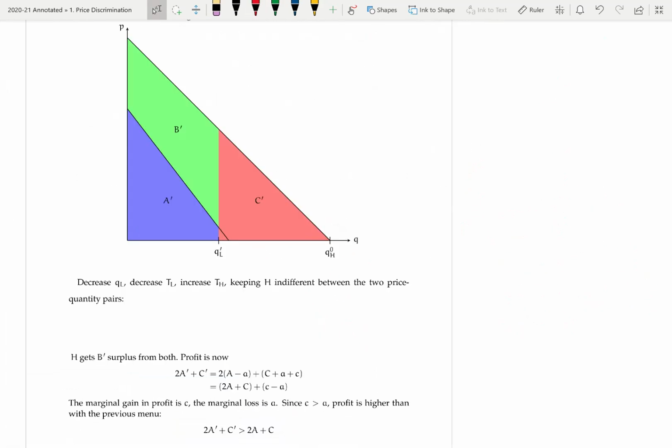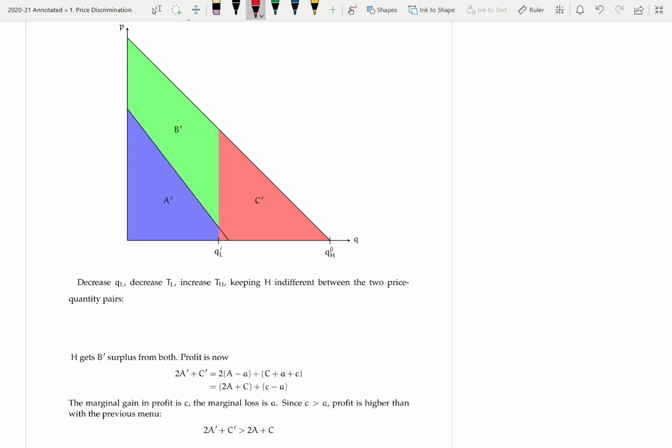Now, is that the best the monopolist can do? Well, no, it can actually do better. And to do better, it has to change the quantities and adjust the prices. So let's think about which quantity it should change. Well, it should change the quantity in the pair meant for L, because then that will make that pair less attractive to H, and that will enable the monopolist to actually charge a much higher price for the second pair, the pair meant for H.